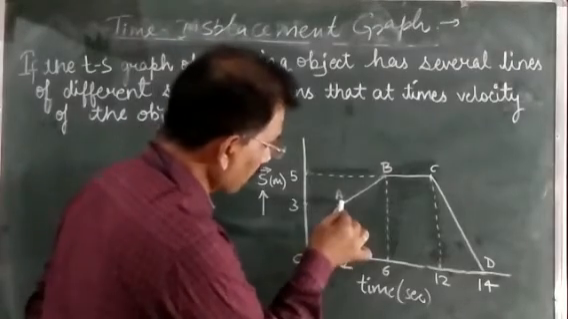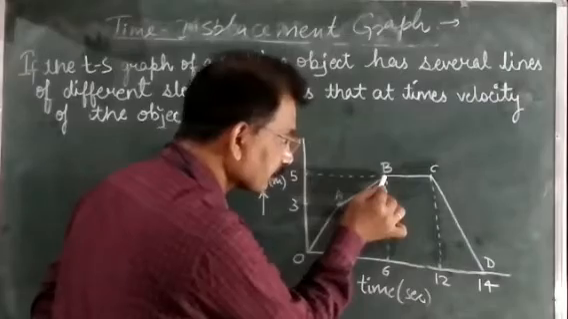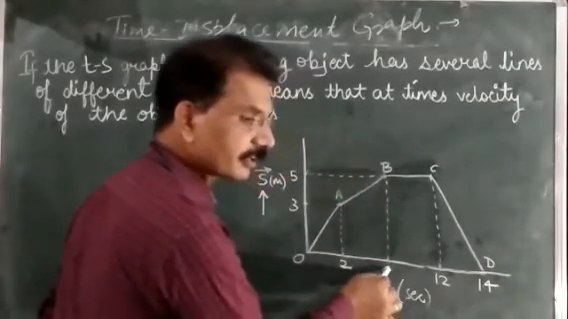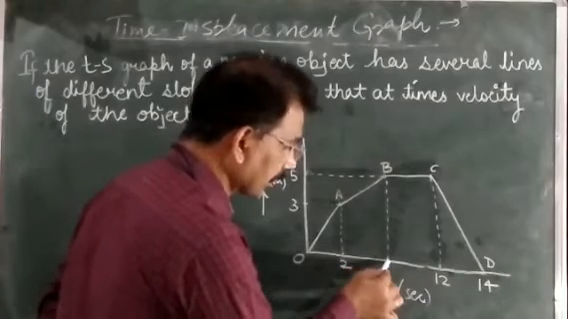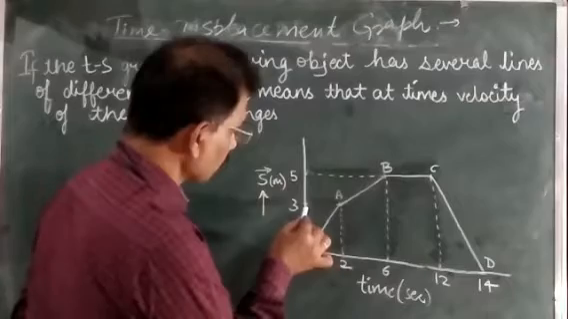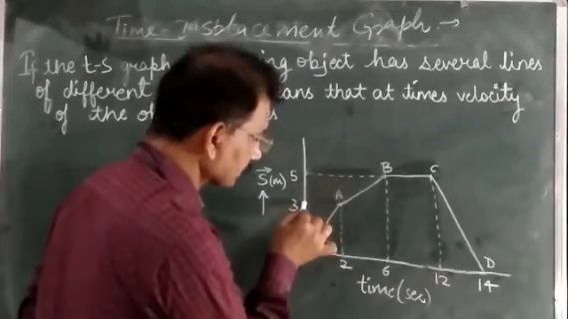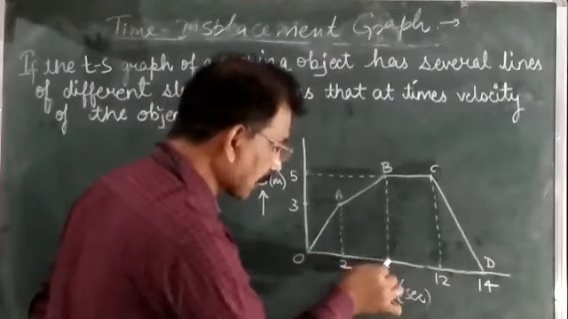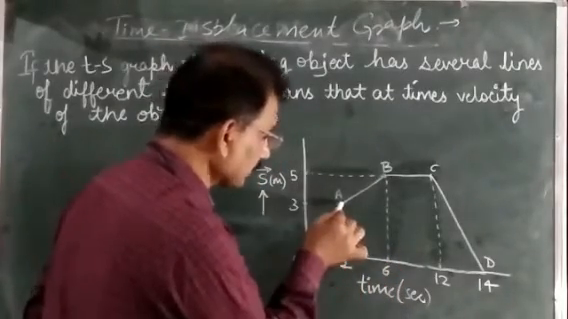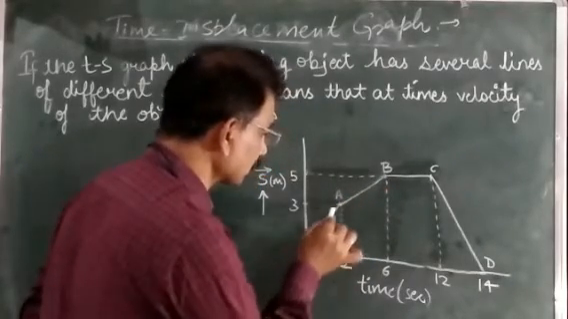Again, you see from A to B. A to B is also a straight line, and A to B means from 2 to 6 seconds. So from 2 to 6 seconds, the object is also moving from 3 to 5 meters in the same direction from the reference point, but in this case AB velocity is less than the velocity in O to A.